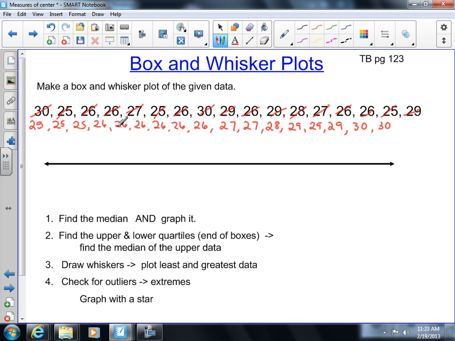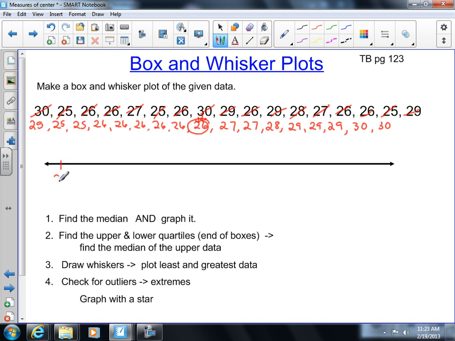1, 2, 3, 4, 5, 6, 7, 8. This is number 9. Now, if you're not for sure which one's quite in the middle, you can put your pencil on both ends and count. So 26 is going to be your median.